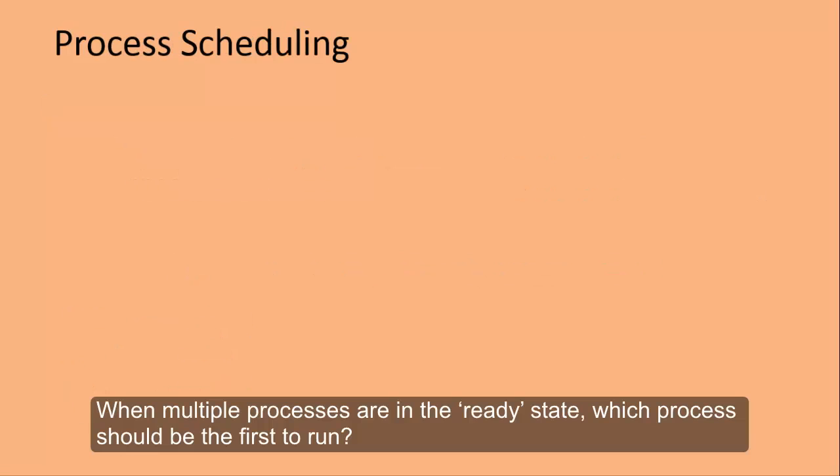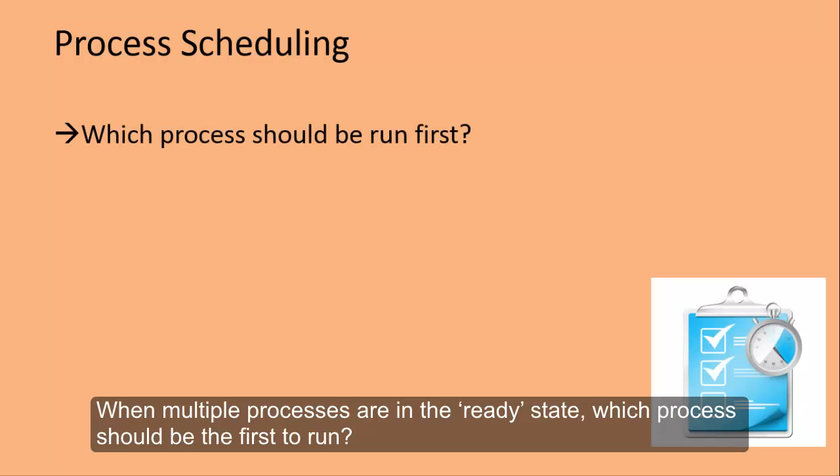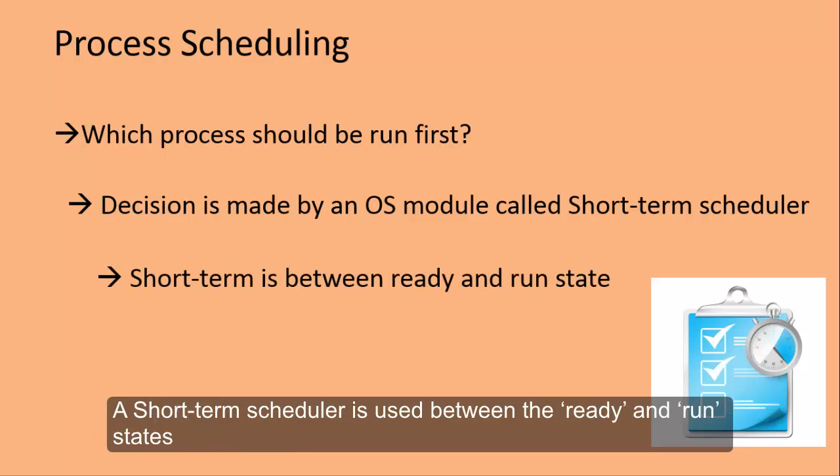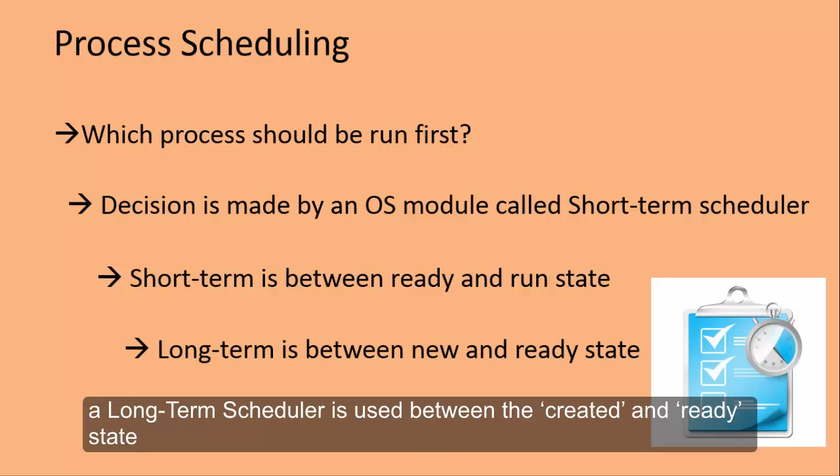Process scheduling. When multiple processes are in the ready state, which process should be the first to run? This decision is made by the short-term scheduler, which is a module in the OS. A short-term scheduler is used between the ready and run states, but on the flip side, a long-term scheduler is used between the created and ready state.